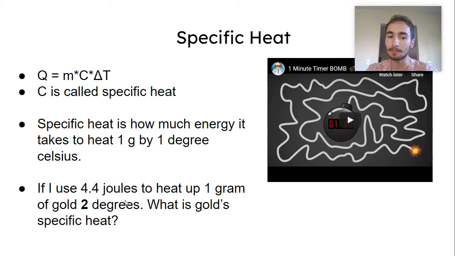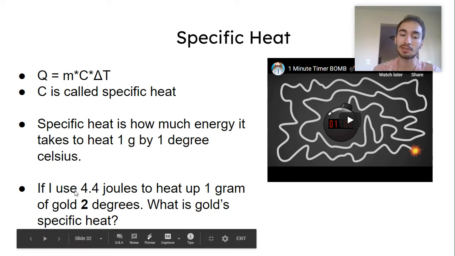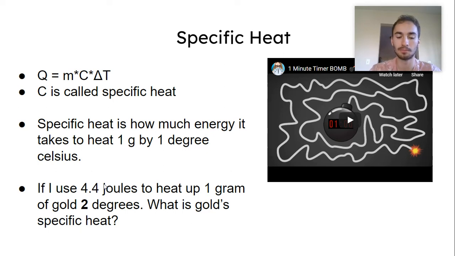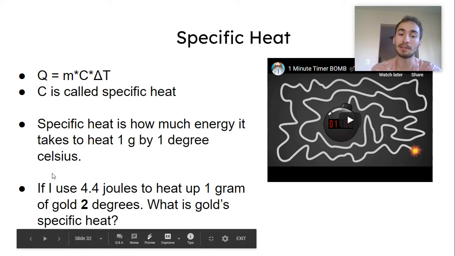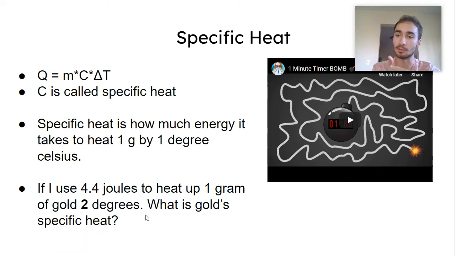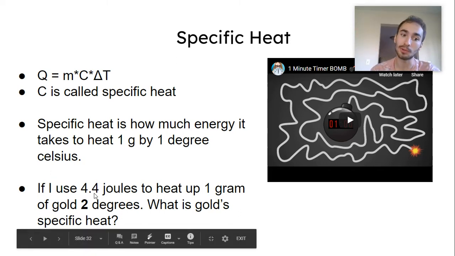I'll give you a hint. Look, it's 2 degrees. I'm using 4.4 joules. You should have noticed specific heat is usually only for 1 degree. But since I used 4.4 joules for 2 degrees, divide 4.4 by 2. Cut it in 2. So you should get 2.2 is the specific heat for gold.